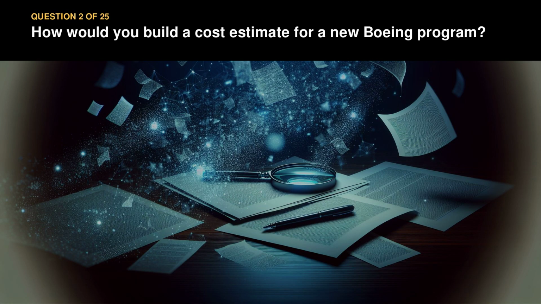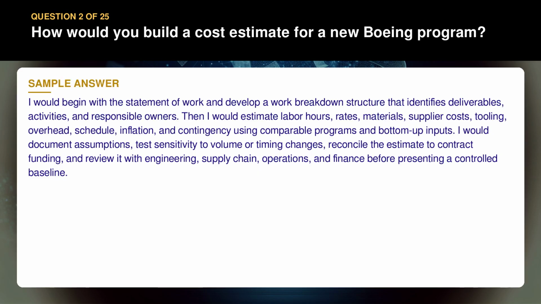Question 2. How would you build a cost estimate for a new Boeing program? I would begin with the statement of work and develop a work breakdown structure that identifies deliverables, activities, and responsible owners. Then I would estimate labor hours, rates, materials, supplier costs, tooling, overhead, schedule, inflation, and contingency using comparable programs and bottom-up inputs. I would document assumptions, test sensitivity to volume or timing changes, reconcile the estimate to contract funding, and review it with engineering, supply chain, operations, and finance before presenting a controlled baseline.